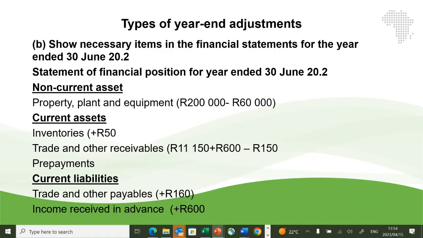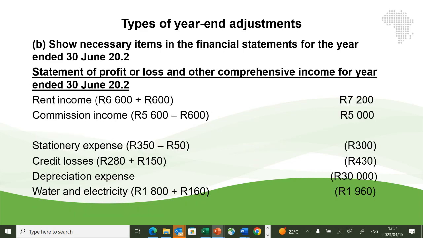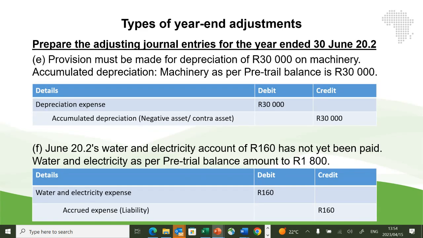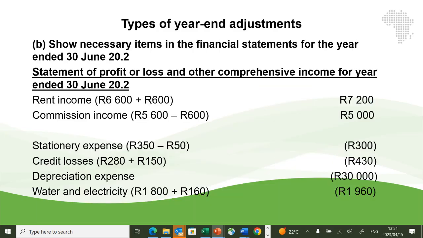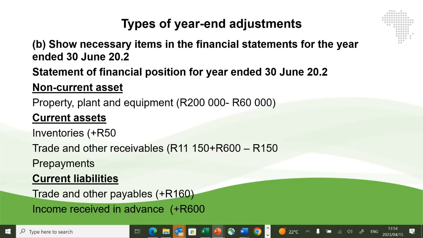Then we move to current liabilities. What goes under current liabilities? We have trade and other payables. Here we are adding what? 160. Remember, where is this 160 coming from? It's coming here from when we debited water and electricity expense. We credited what? Accrued expense. Accrued expense, it is a liability. And we said accrued expense will form part of your trade and other payables. That's why we're adding this 160.